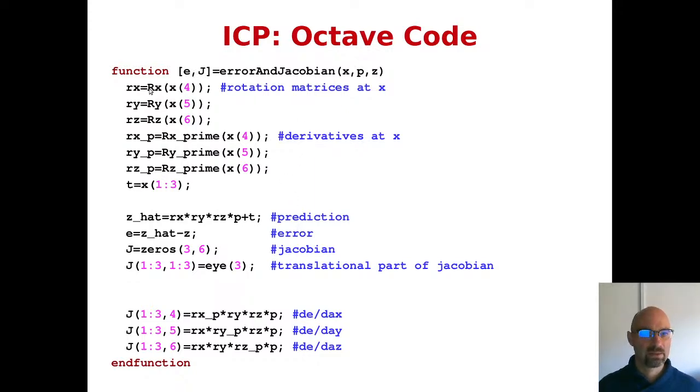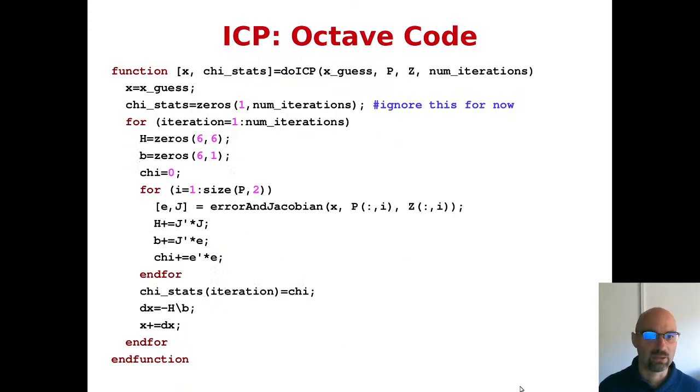First thing first, you extract the three rotation matrices from the 4th, 5th, and 6th components of the state, which will be Rx, Ry, Rz, and given that they will come in handy for the Jacobian, you extract the three derivatives of the rotation matrices. You extract also the translation vector. You calculate Z hat, you calculate the error, you calculate the Jacobian following the formulas before, and you are all happy.